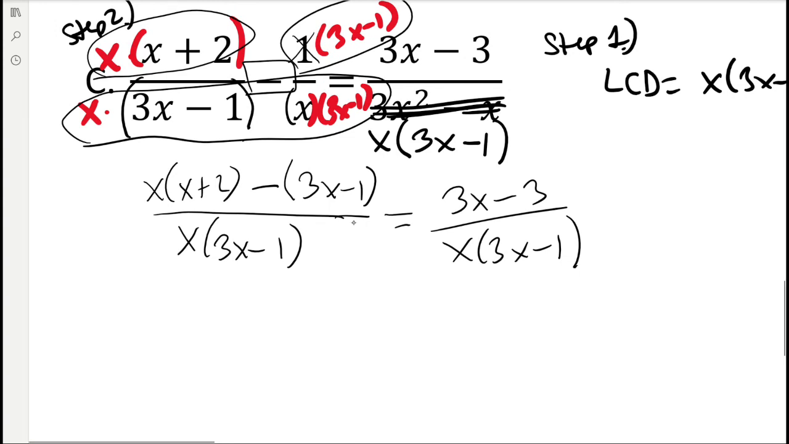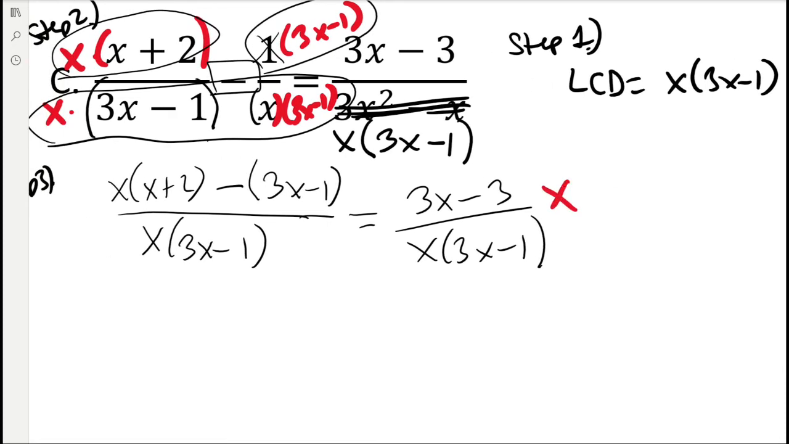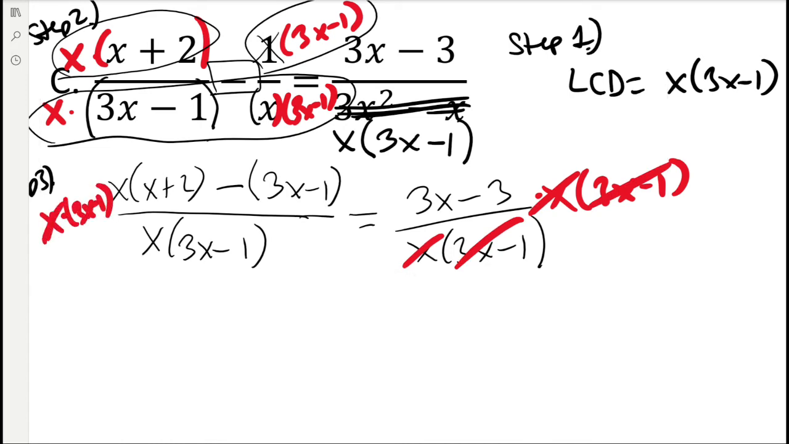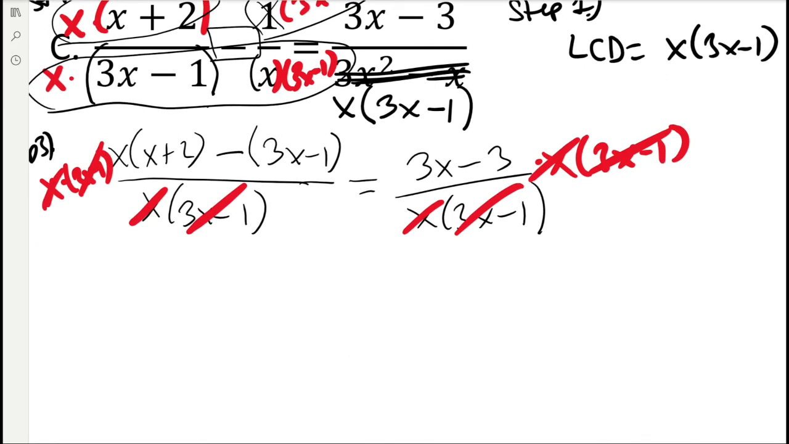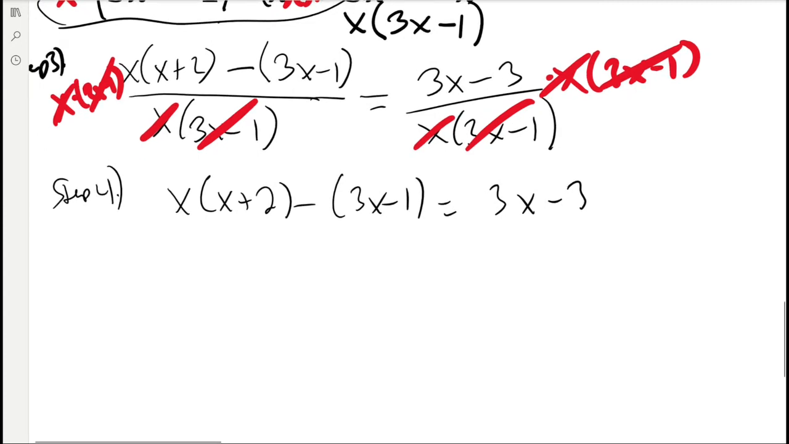Now step 3, I'm going to multiply both sides by the least common denominator, which is x times 3x minus 1. So now notice that cancels. I got to do the same thing on the other side as well. And now we're left with just the numerators. x times x plus 2 minus parentheses 3x minus 1 equals 3x minus 3. So just the numerators are equal. I'm going to go ahead and distribute this.